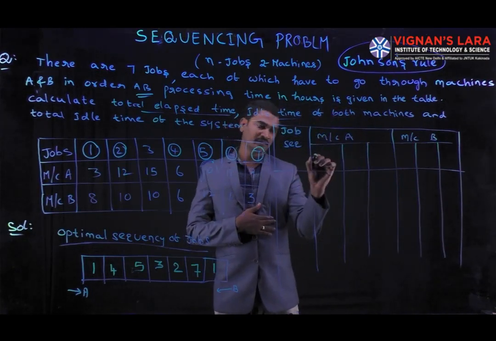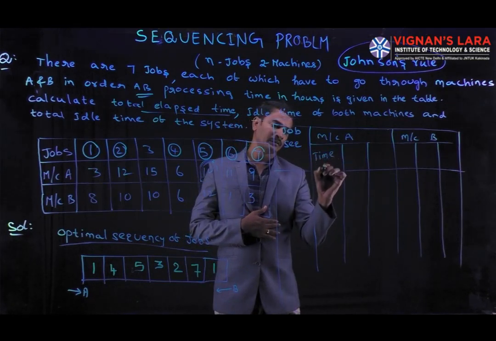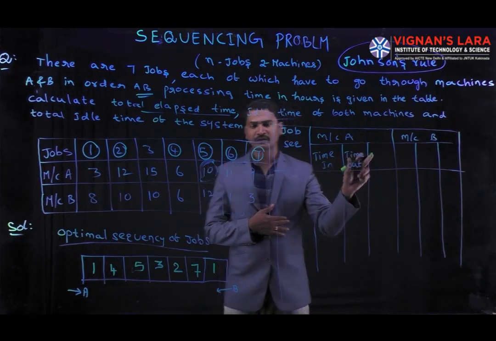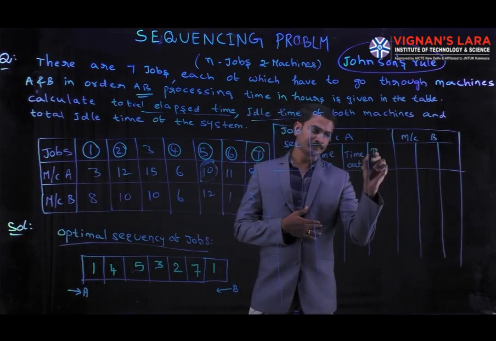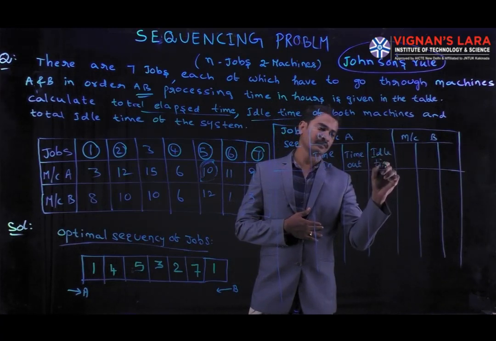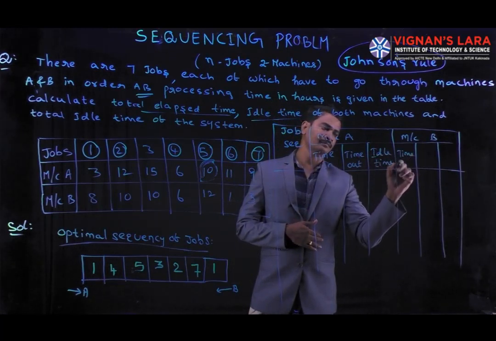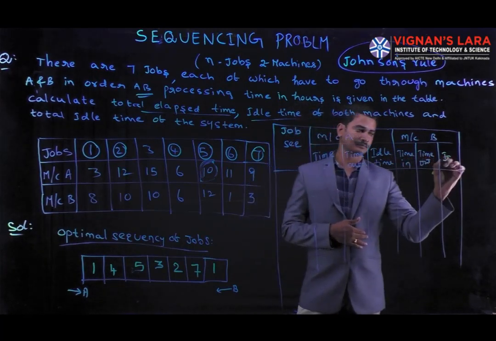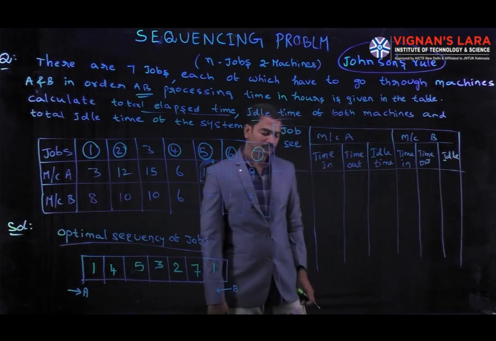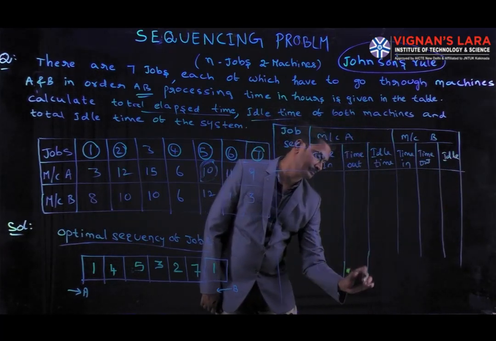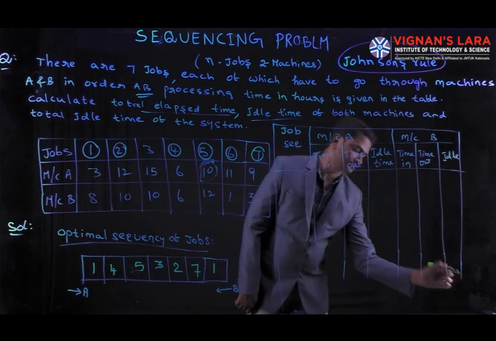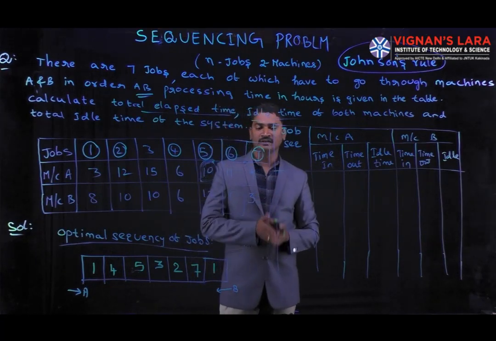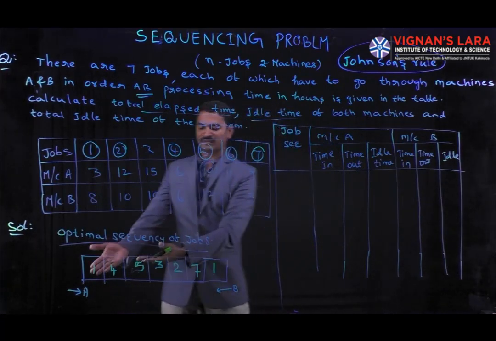It means time in, time out. Here we have taken idle time. You can also say time in, time out, idle. Here what is the sequence? Where do we get the sequence? Here we obtained the sequence from this optimal sequence of jobs.